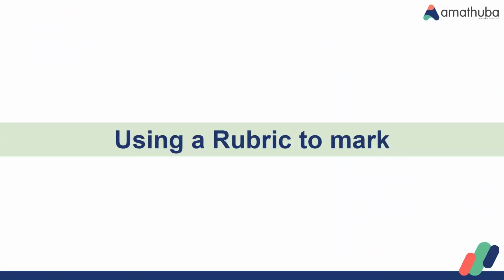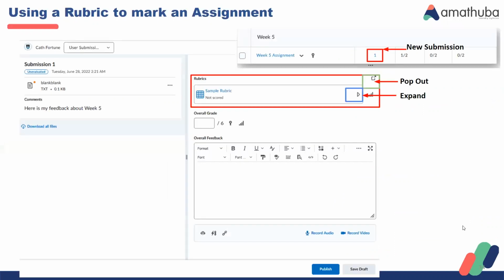Now let's take a look at how to use a rubric to mark a submission. Using our example of an assignment again, if you were going in and marking an assignment, on your right-hand panel, that is the area where you would normally be providing your feedback and your marks. There is where you would find your rubric that you had attached to the assignment.